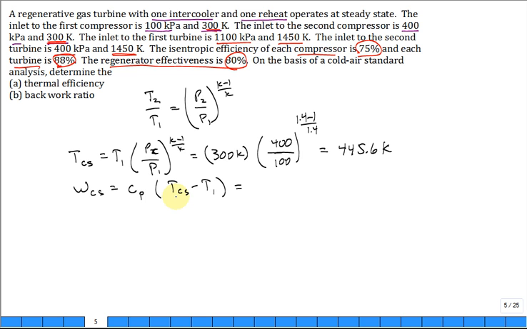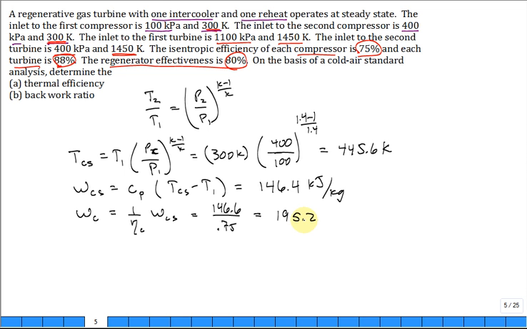So the work that the compressor first stage isentropic is specific heat times TCS minus T1. Use the specific heat of about 1.005, and you come in with that work to be 146.4 kilojoules per kilogram. Now, what is the actual work? 1 over isentropic efficiency of the compressor times the isentropic work. That isentropic efficiency was 75%, 0.75, times 146.6, and it's 195.2, meaning you have to put in more work because of the irreversibilities to achieve the pressure increase to get it from 100 to 400 kPa.